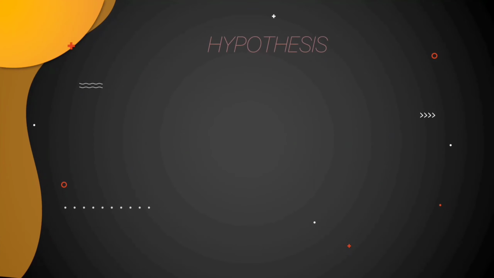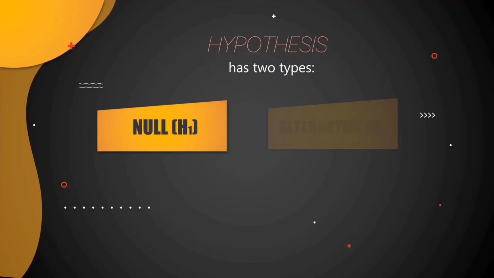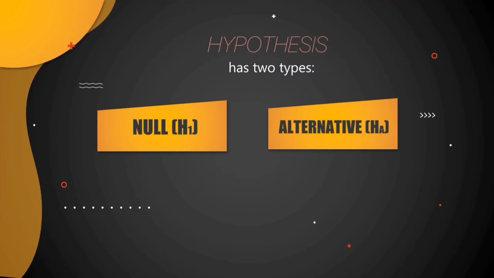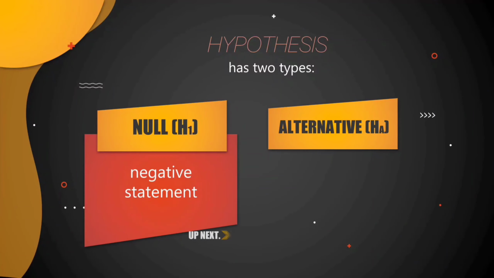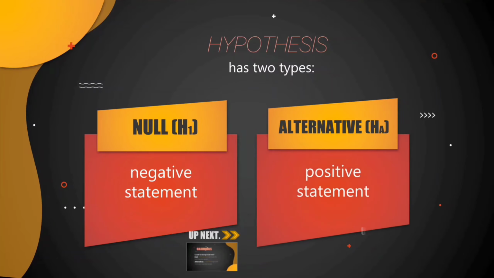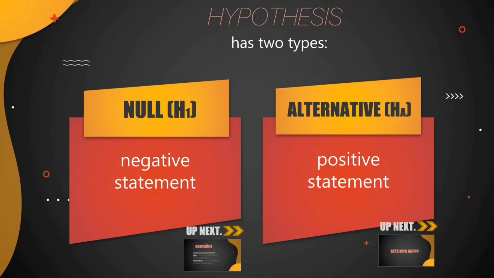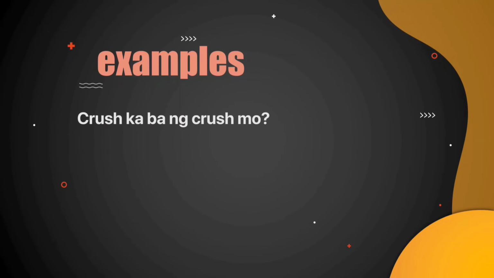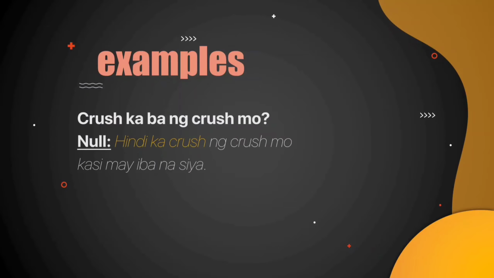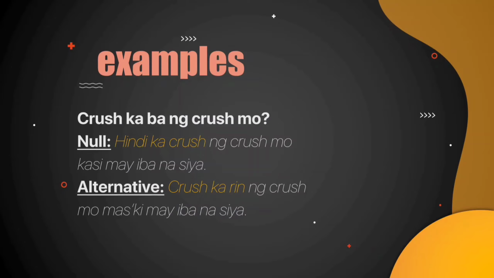Meron tayong dalawang uri ng hypothesis, ang null o H0 at alternative o HA. Tandaan ang dalawang klase ito sa pinakasimpleng paraan. Ang null hypothesis ay ang negative statement sa isang bagay, at ang alternative hypothesis naman ang positive statement ng isang bagay. Halimbawa, crush ka ba ng crush mo? Ang null hypothesis dito ay hindi ka crush ng crush mo kasi maiba na siya. At ang alternative nito ay crush ka rin ng crush mo maski maiba na siya.